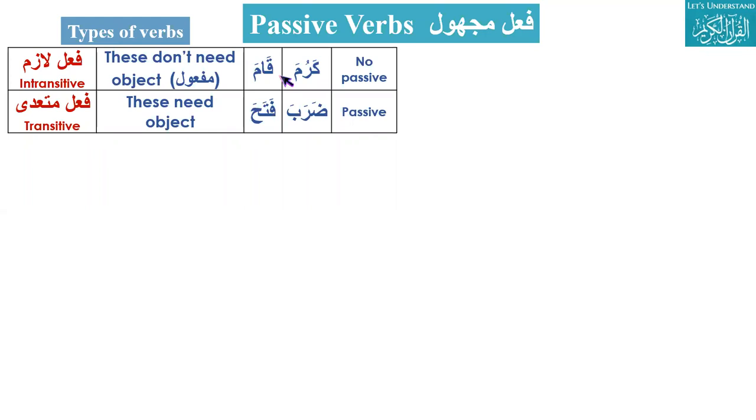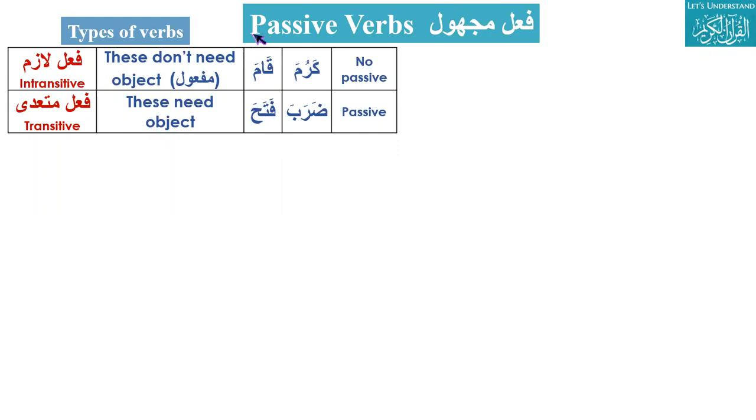First of all, the passive voice, in Arabic we say it as fa'il majhul. So we make the passive voice of those verbs which are transitive. Transitive means those verbs which have the maf'ul, so they have the object, so we can make their passive voice.